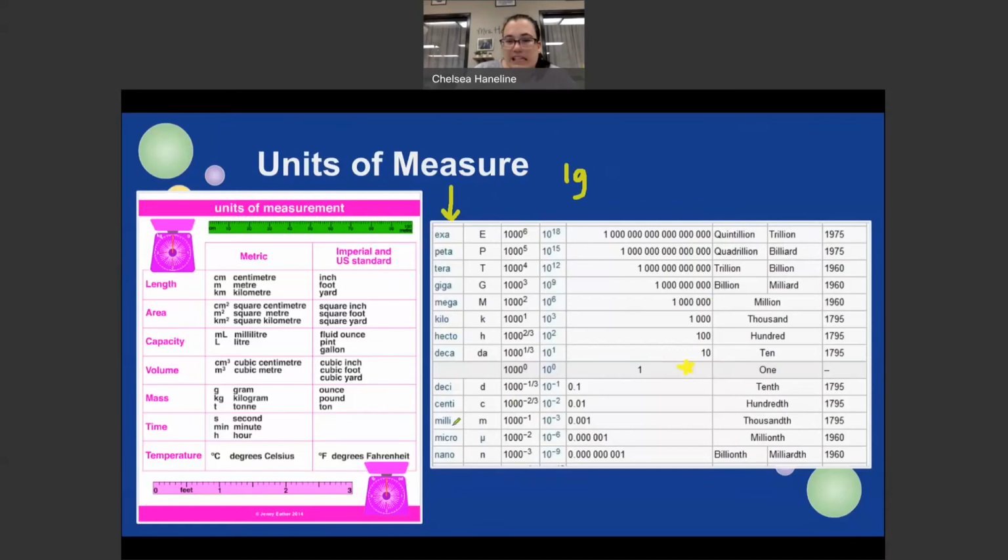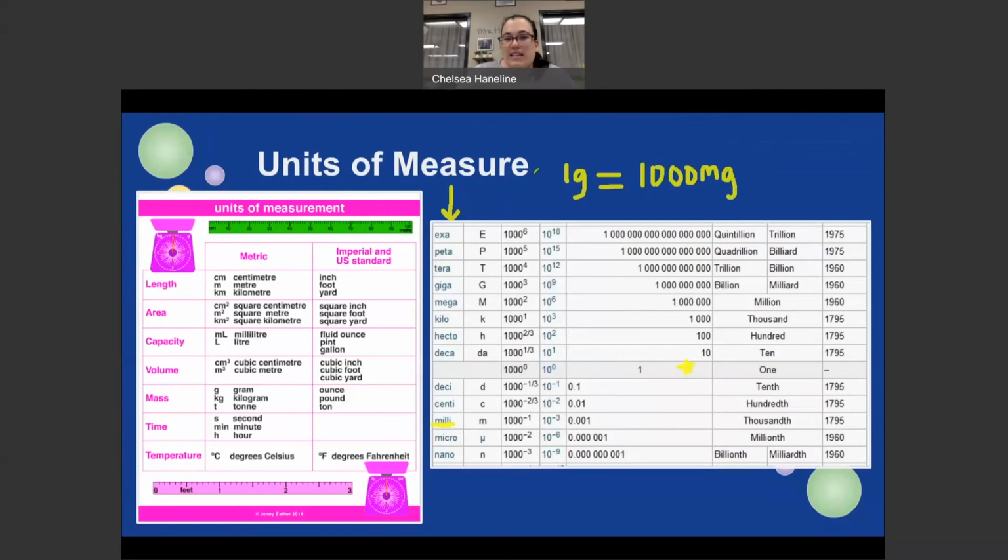Okay, so milli means there's less. It is 1,000th as big as that. So that means that there are 1,000 milligrams in 1 gram. Okay, so it's kind of counterintuitive.